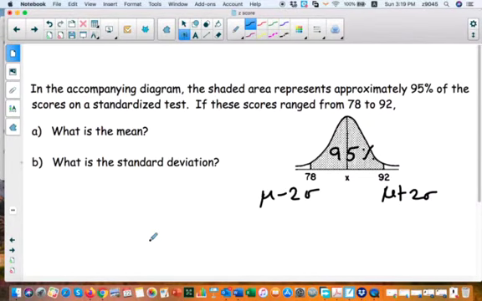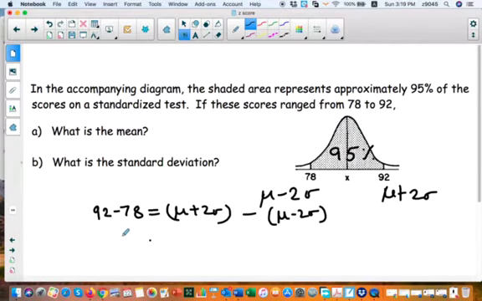In the accompanying diagram, the shaded area represents approximately 95% of the scores. If these scores range from 78 to 92, what is the mean and standard deviation of the data? We know that within 2 standard deviations, 95% of the data is distributed. So 92 minus 78 is equal to the difference of mu plus 2 sigma minus mu minus 2 sigma.